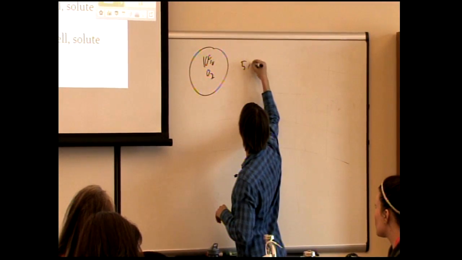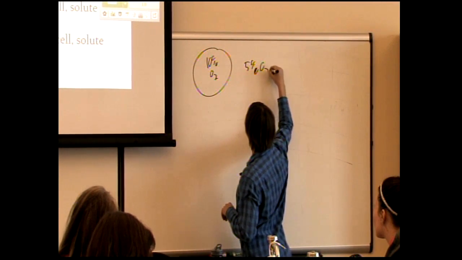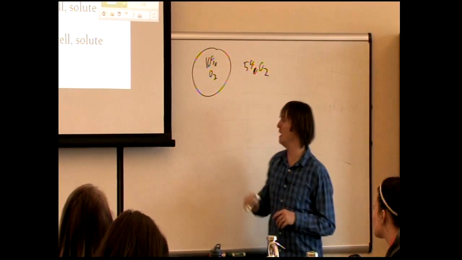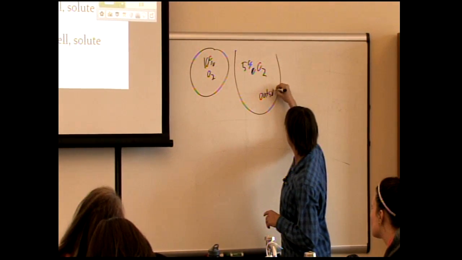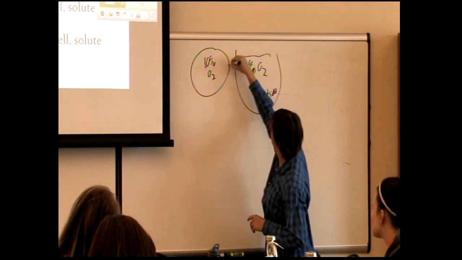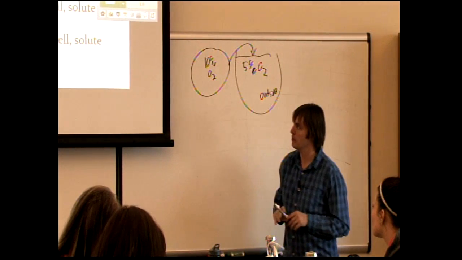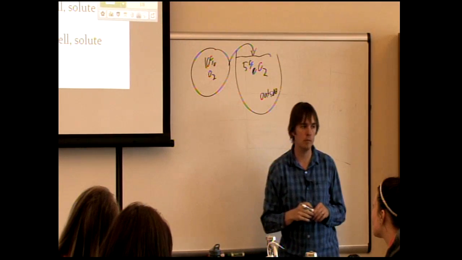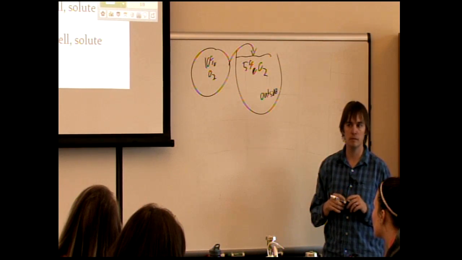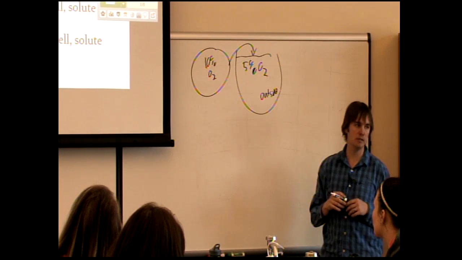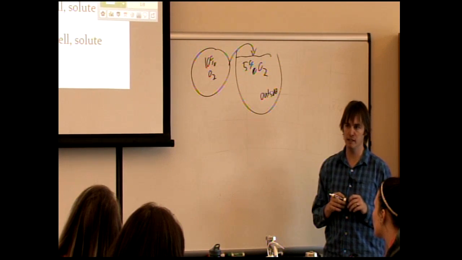Oxygen. So 10% oxygen inside, 5% outside. So you're putting a cell in here. Which way is the oxygen going to go? So it's just going to go from high to low. So it's going to go out of the cell.